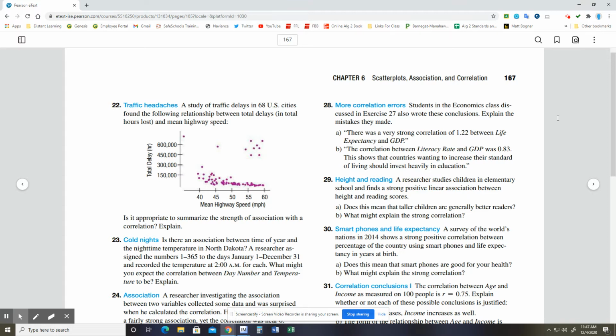Number 29. A researcher studies children in elementary school and finds a strong positive linear association between height and reading scores. The taller you are, the better the reading score you get. Does this mean that taller children are generally better readers? Well, you can't say that being taller causes you to be a better reader. You cannot say that whatsoever. But yes, taller children are correlated with higher reading scores. You just cannot say that one causes the other. Just because somebody's taller doesn't mean they're better at reading.